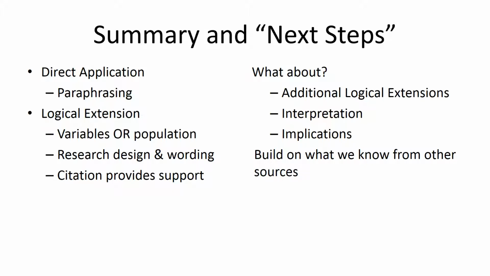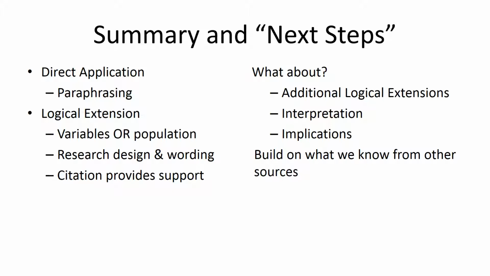When we consider how the results of the studies reported in an empirical article add to our knowledge, it can be helpful to think about how we would write about what we know. We can generally write about it in two ways: by directly stating the results, also known as paraphrasing, or by presenting a logical extension. Logical extensions apply the results to think about different variables or another population, but still need to be presented in a way that's consistent with the research design.